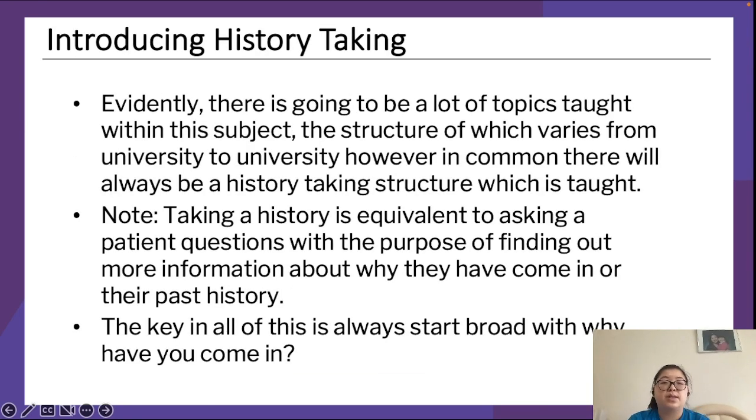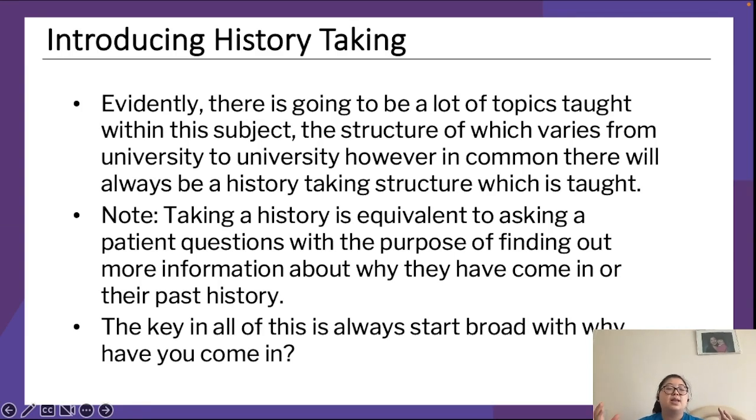So one of the first topics you'll learn in clinical skills is something called history taking, and that's essentially just learning how to talk to a patient and get information from them in terms of why they've come and what their past history is like. The key part of this is that you always start with a really broad question like, why have you come in? What's brought you into the doctor today? Or why have you come to hospital? Or what's been troubling you? Any of the above is fine. It doesn't need to be specific wording. It can be really anything.